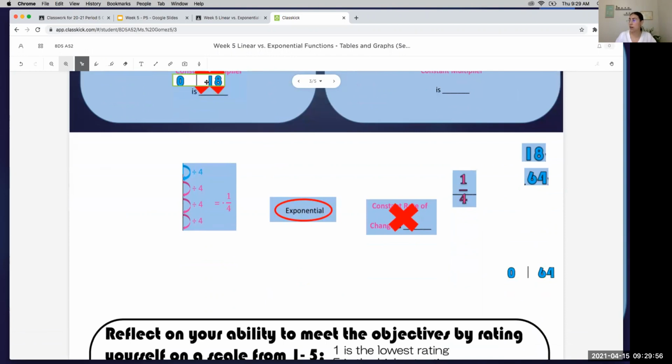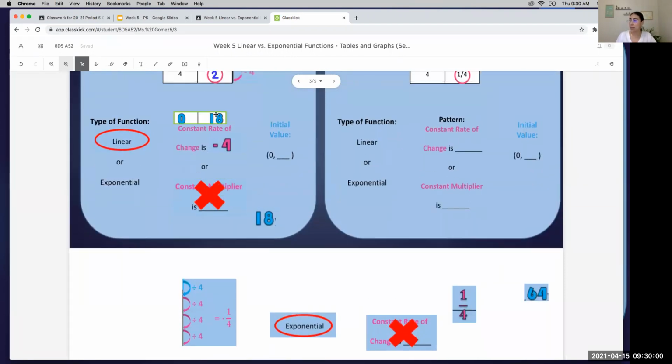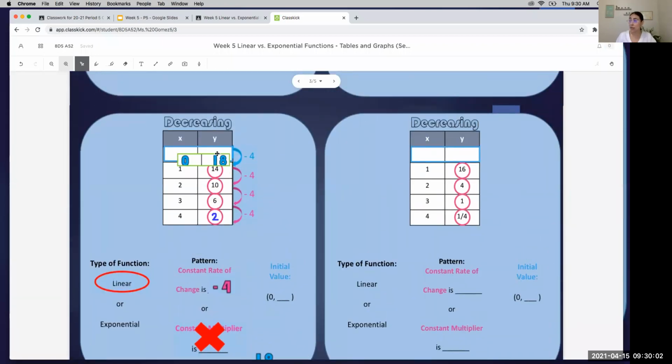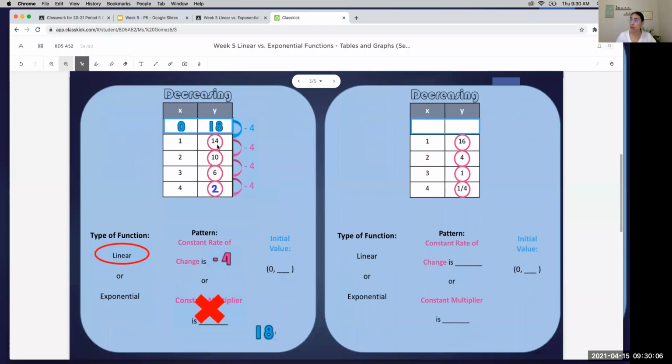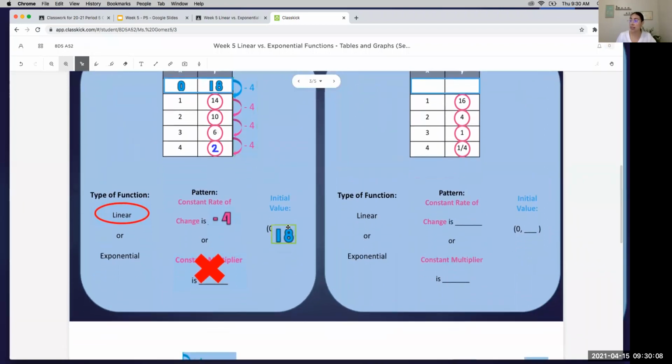For our initial value, we have that the number 18 minus 4 gives us that 14 down here in the bottom. So the number before 14 had to be 18. There you go.